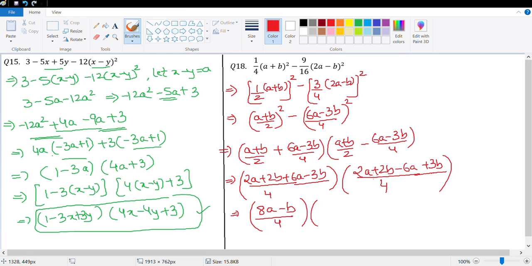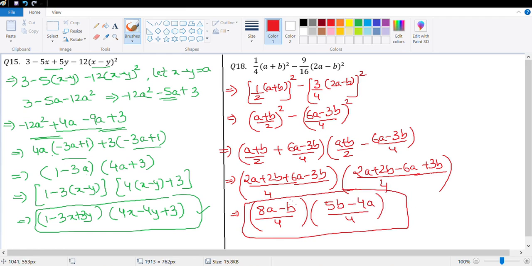And this one is 2a minus 6a, that's negative 4. But let's write the first positive term first. That 3b plus 2b, that's 5b, and 2a minus 6a, that's negative 4a upon 4. So that's the final answer, 8a minus b upon 4 multiplied with 5b minus 4a upon 4. You could also take 4 and 4 common and write the answer as 1 upon 16 times 8a minus b, 5b minus 4a. Both answers equally acceptable.